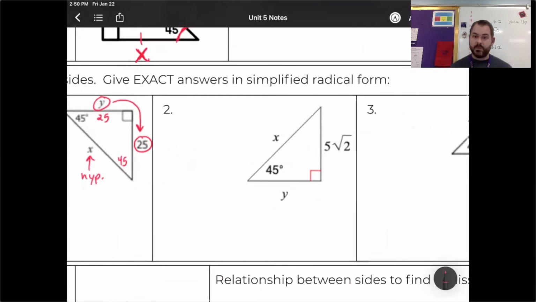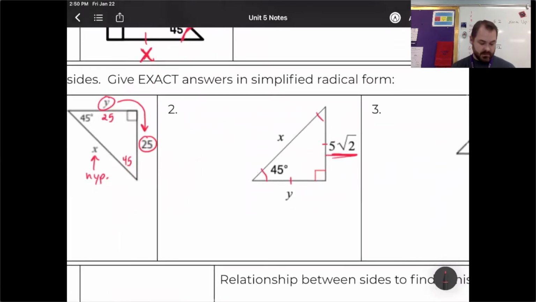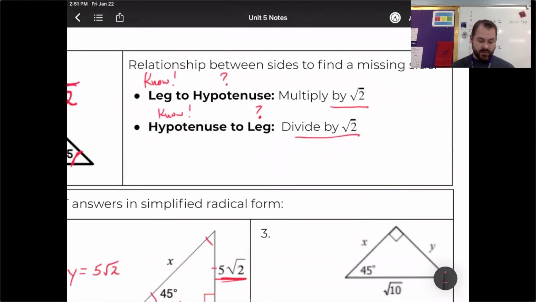Okay, let's try that again for number 2. This time, they give me some more complex looking values here, but it's still a 45, 45, 90 triangle. These are congruent base angles. So the legs are congruent. So again, we know what y is. It's just that expression. I know y equals 5 root 2. We know the leg. So again, moving from knowing the leg to getting the hypotenuse, figuring out what x is, we're going to multiply by root 2.